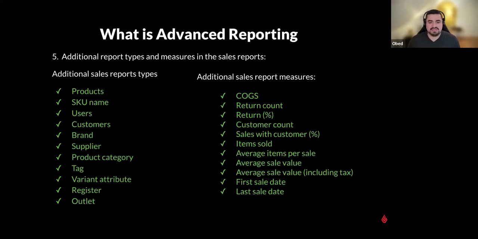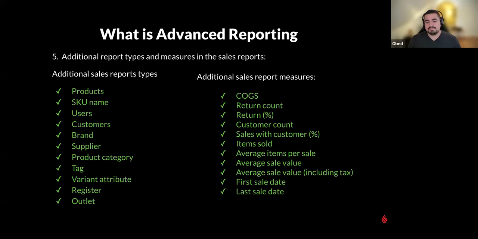And then lastly, you'll have additional report types and measures on your sales report. So anything that was included on basic reporting will be included. And then on top of that, you can filter down your sales report a lot more to be a bit more specific. So if you want to run the report for specific products or separate it by the users in your store, so maybe your store works with commission or anything like that, you can filter that report by your users and see how much revenue or how many sales each of your employees are making of that product. You will also have access to customers, brand, categories, tags, register, outlets. So you can filter that report quite a bit further with advanced reporting.